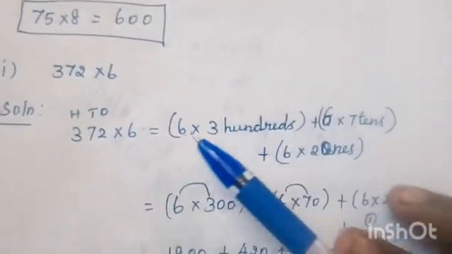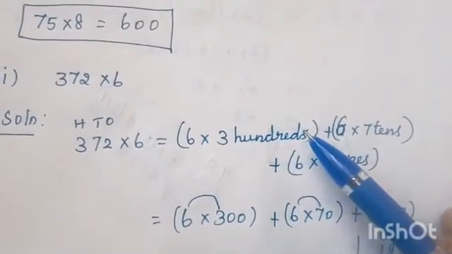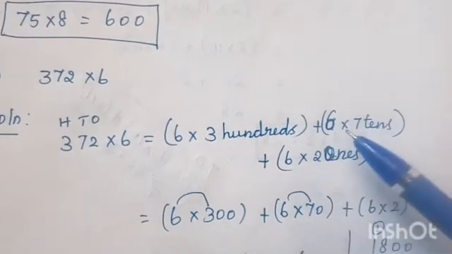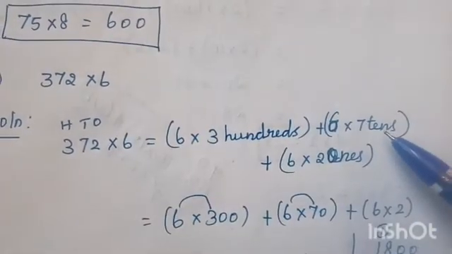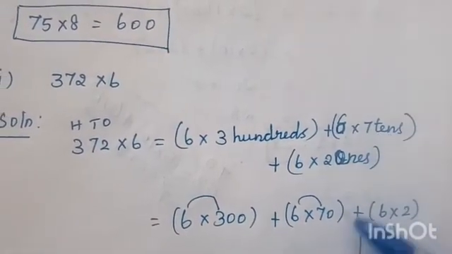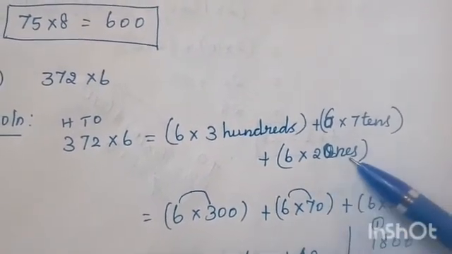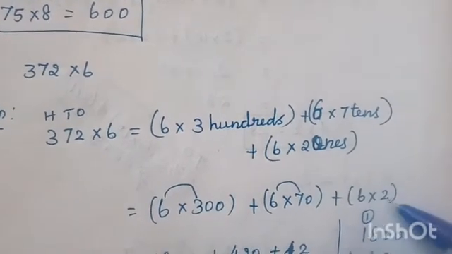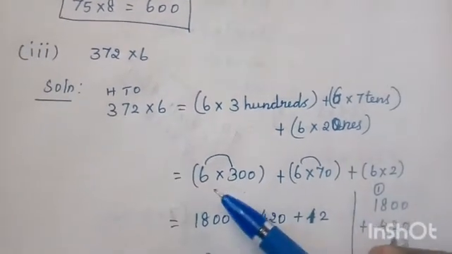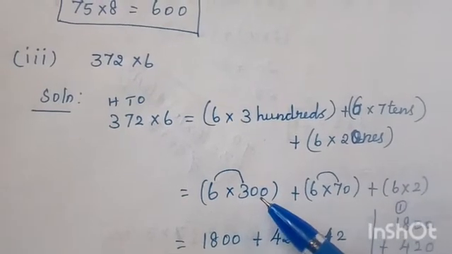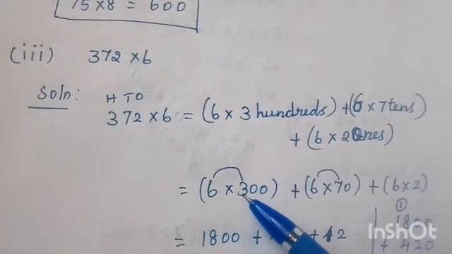So 6 into 3 hundreds means what? 3 into 100, so that is 300. 6 into 7 tens, what does that mean? 7 into 10 is 70, so 6 into 70. 2 ones means 2, so 6 into 2. Now, do you want to learn a 300 table? No. You just have to use the 3 table.